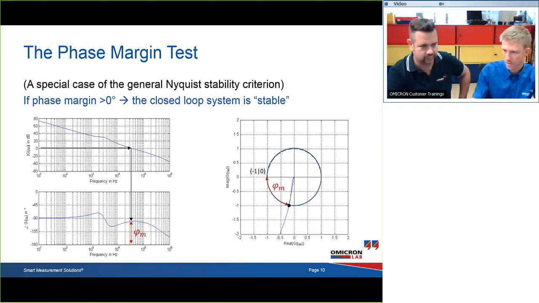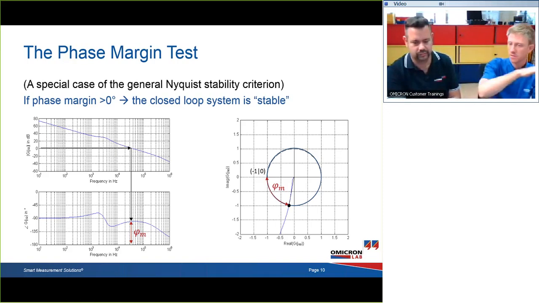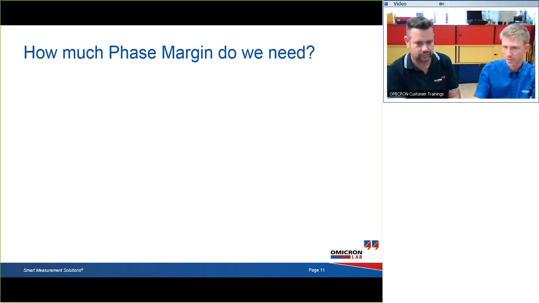Yeah. There is also gain margin in addition, and that would be the other way around. If we go to the minus 180 degree angle and then check how much gain is left, that is the gain margin. Now, how much phase margin do we actually need?